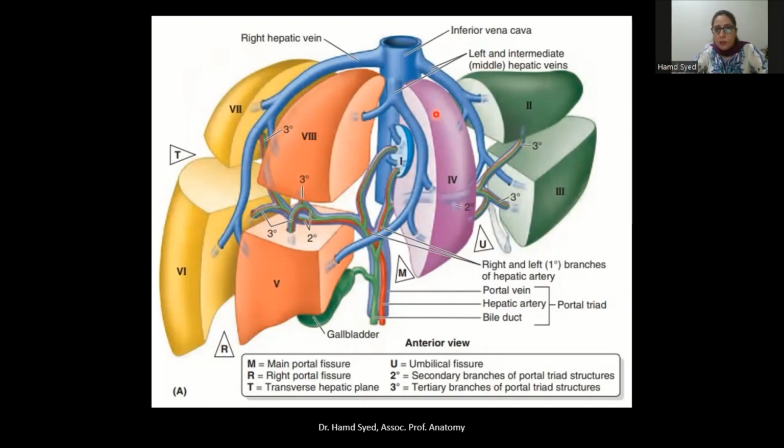these 2 main sectors. Whereas in case of the left lobe, we can see over here U represents the umbilical fissure. We talked about that before. The umbilical fissure is representing the fissures for the ligamentum venosum and ligamentum teres. This divides the left lobe into the left medial and the left lateral sectors. So now we've got these 4 sectors.